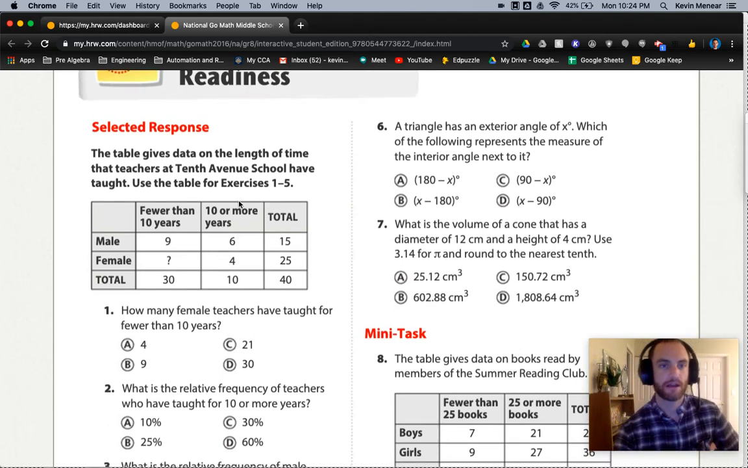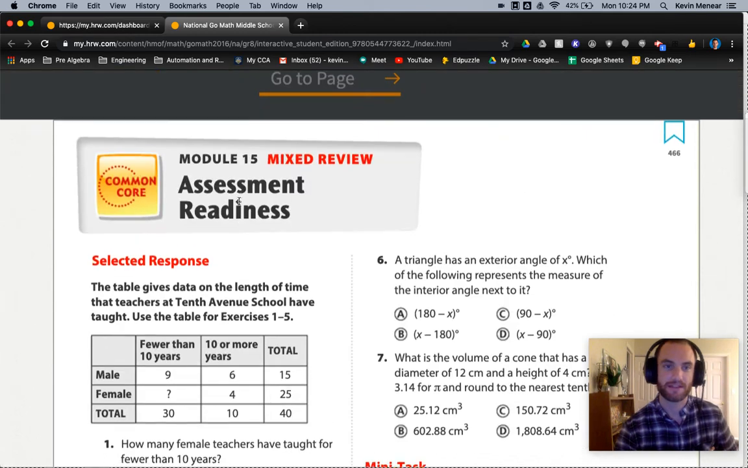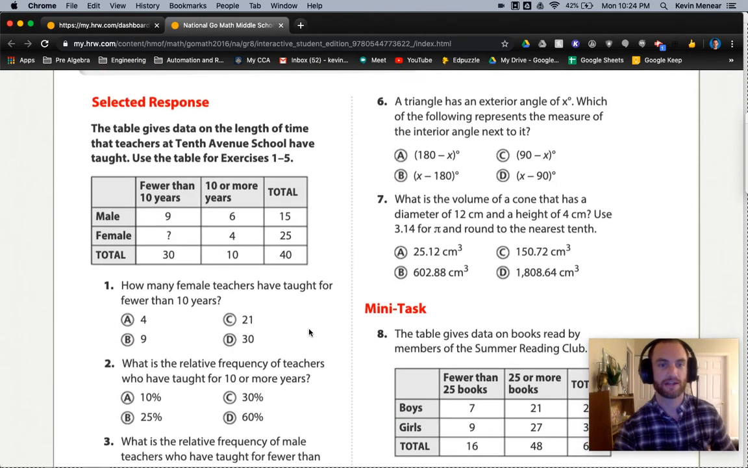Okay, let's continue. Module 15, assessment readiness. All right, the table gives data on the length of time that teachers at 10th Avenue High School have taught. Use the table for exercises 1 through 5. How many female teachers have taught for fewer than 10 years? So fewer than 10 years, female teachers, 25 minus 4 is 21. Boom, C.